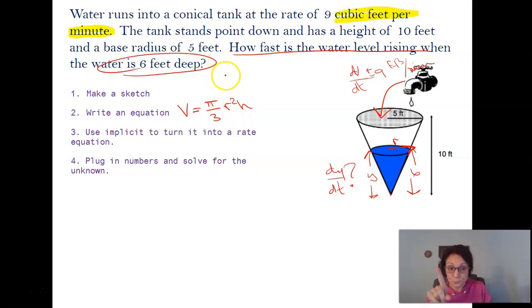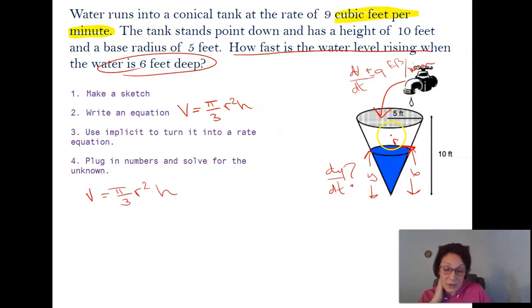All right, now, it says use implicit differentiation to turn it into a rate equation. All right, so I have V equals pi over 3 r squared h, and this is where I want you to make sure you're being careful when it comes to these problems. Before you take a derivative, make sure you have everything you need. And by that I mean not only do you need an r and an h, but make sure you have those rates. All right, so let's take a look at this.